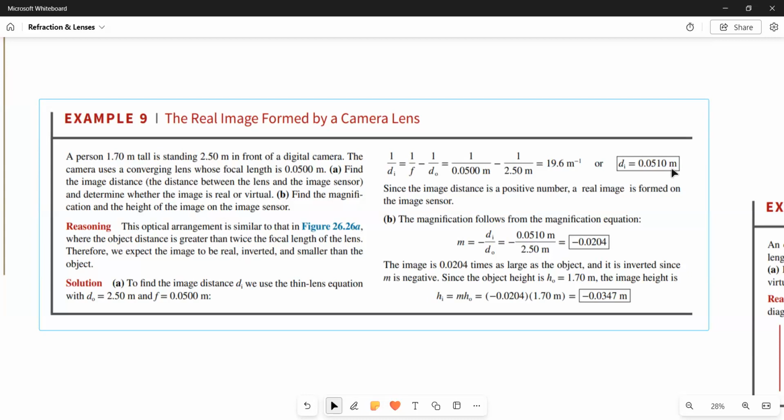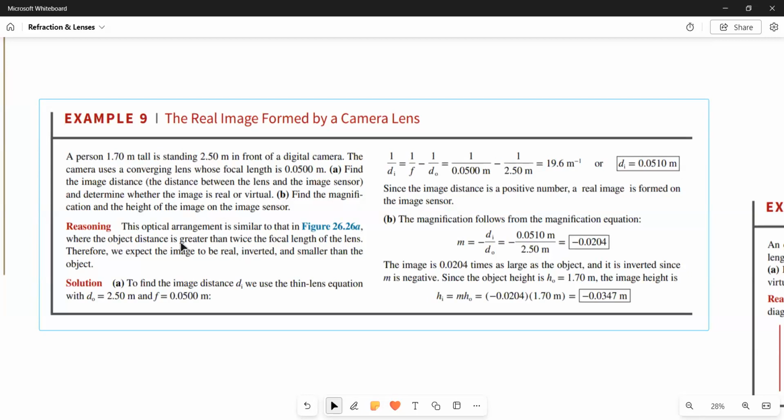right? And they're telling you that this is a positive value. The image distance is positive. So what that means? The image has to be real. How else will whatever is inside the camera sense it? There has to be a sensor in there, right? And if the image isn't real, what is it going to sense, right? So the image is going to be formed 0.051 meters behind the lens in the camera on a little sensor, right? And that image has to be real for it to be picked up by the image sensor, right?